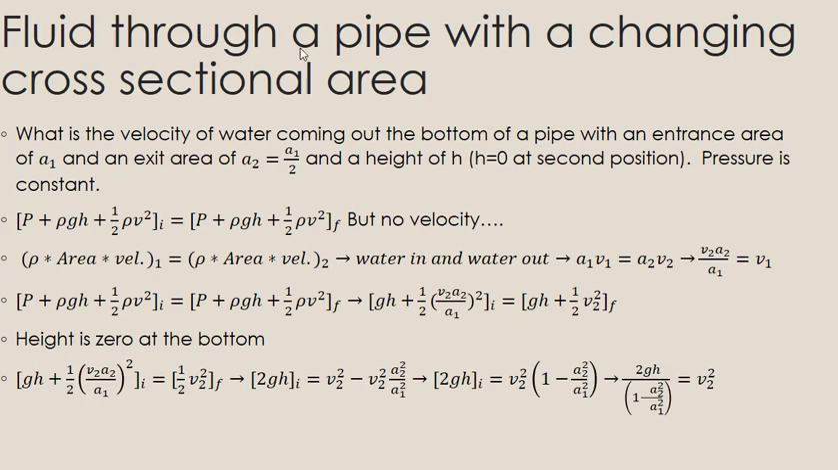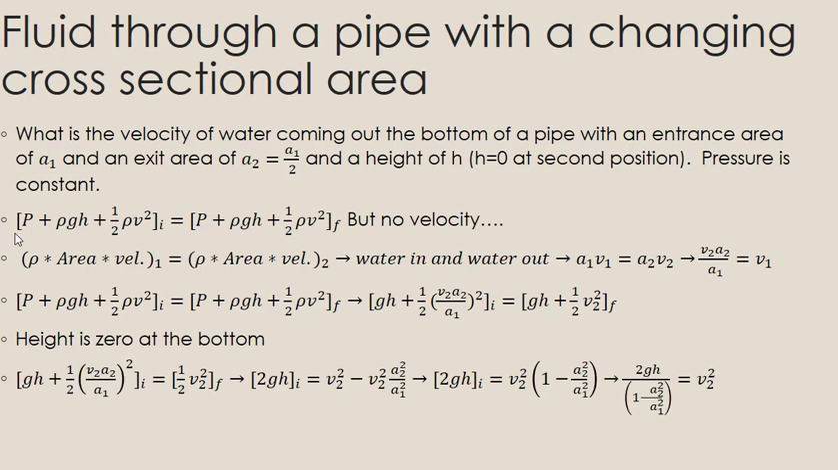Okay. Fluid through a pipe with a changing cross-sectional area. Now this is a little bit difficult. Please follow along. What is the velocity of water coming out of the bottom of a pipe with an entrance area of A1 and an exit area of A2, such that A2 is equal to A1 divided by 2, half of the original cross-sectional area, and a height of H equals 0 at the second position? Okay, pressure is constant.